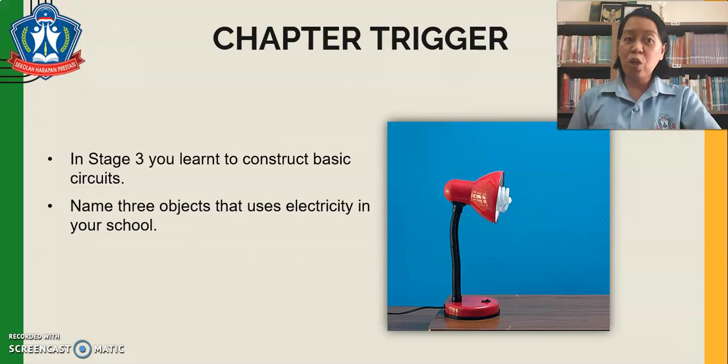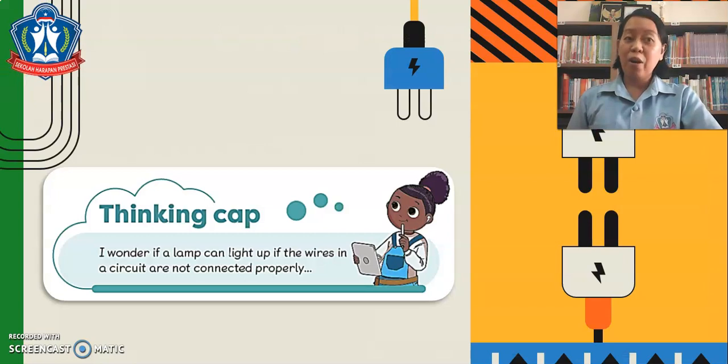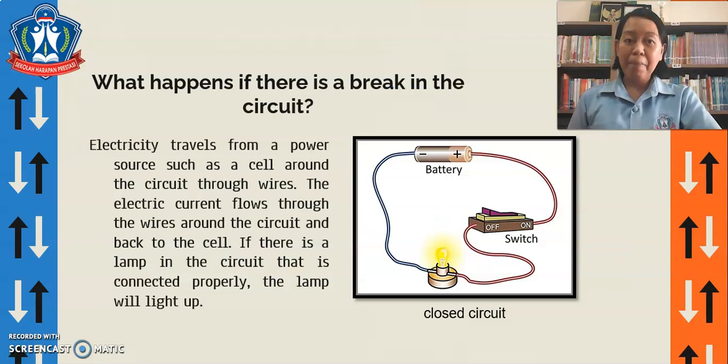For our Chapter 2 question, in Stage 3, we'll learn to construct basic circuits. Remember? So you have to name 3 objects that use electricity in school. Take your time to answer and write your answers in your notebook. For a thinking cap, I wonder if a lamp can light up if the wires in the circuit are not connected properly. What do you think, children?